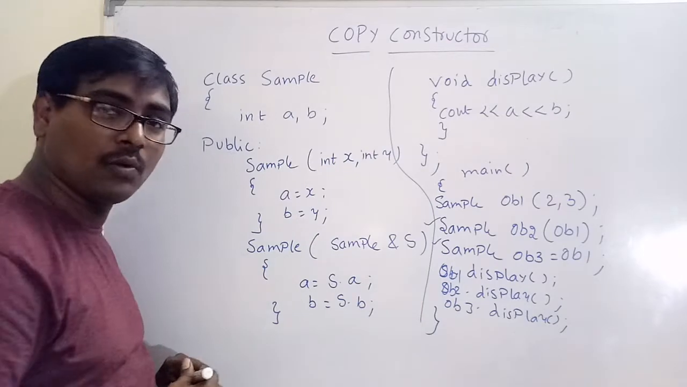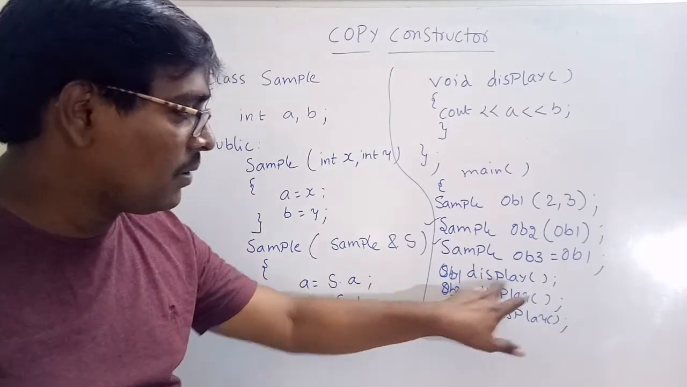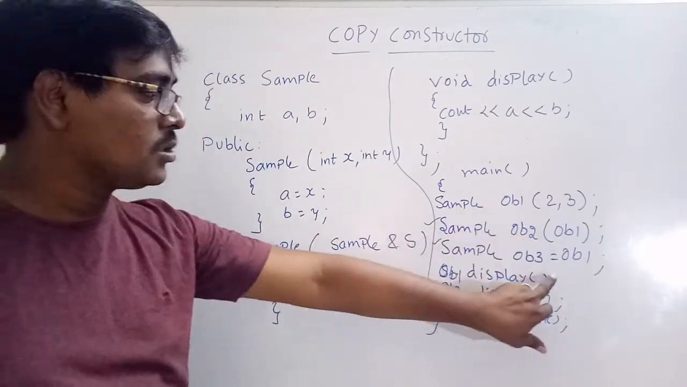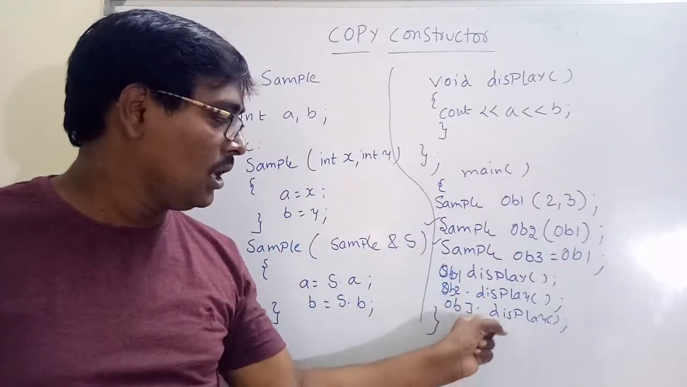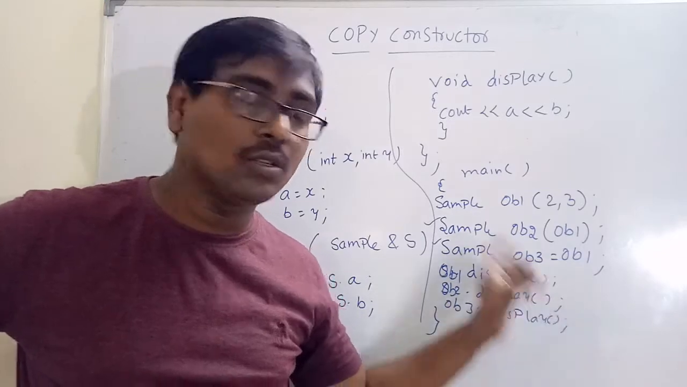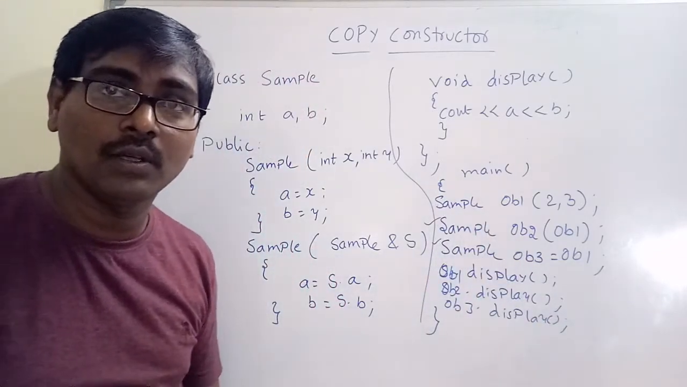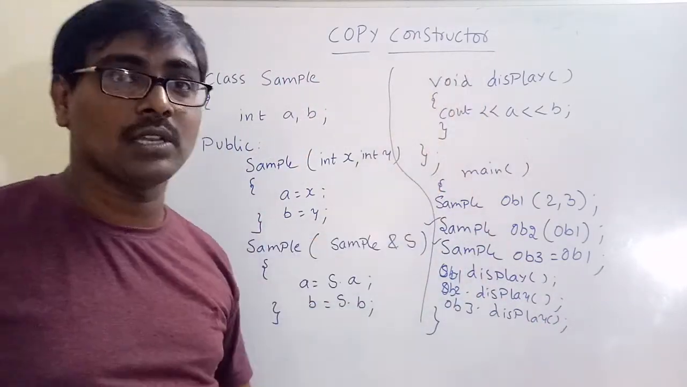Close the main. Now what is the output? First, for ob1 dot display, the output is 2, 3. ob2 dot display, the output is also 2, 3. ob3 dot display, for this also the output is 2, 3. Okay, this is copy constructor.